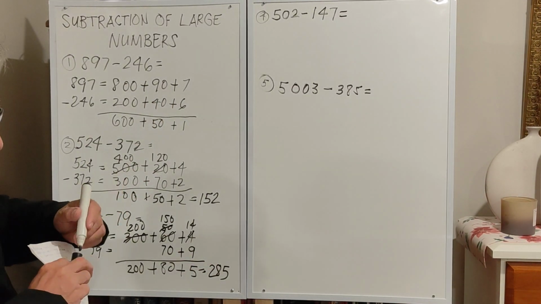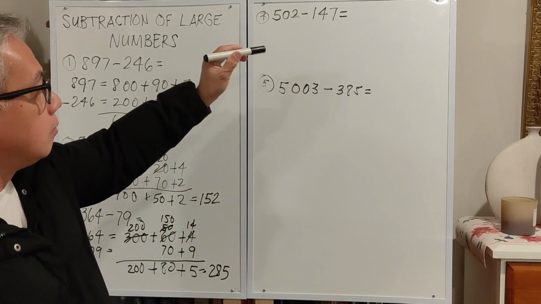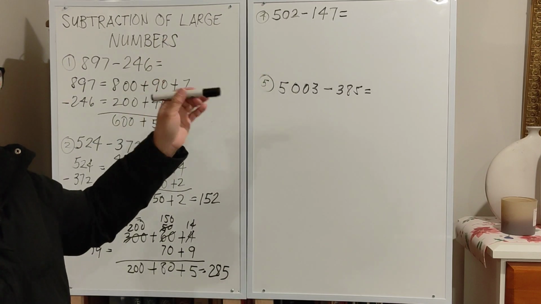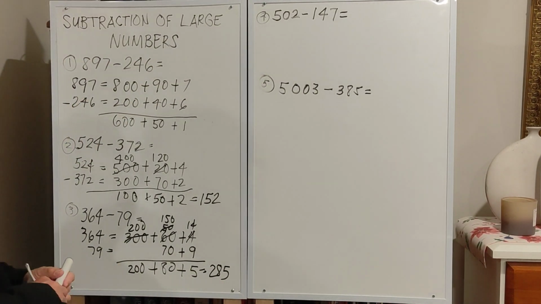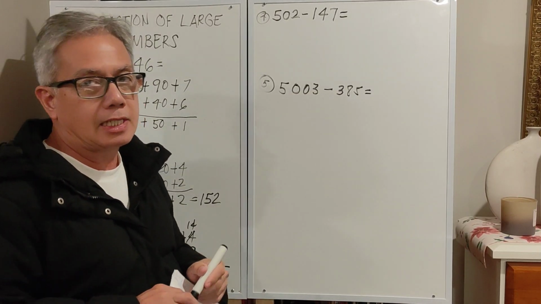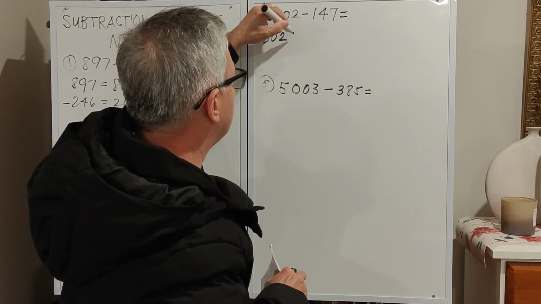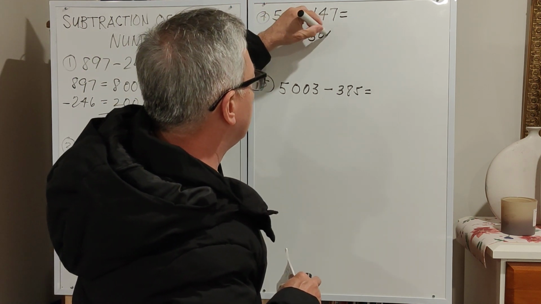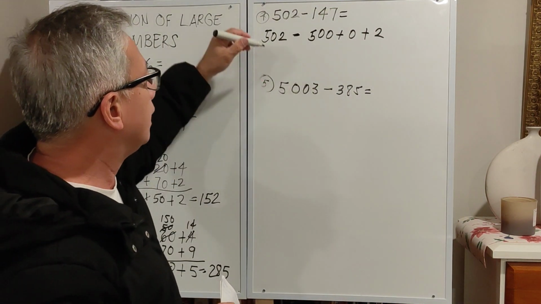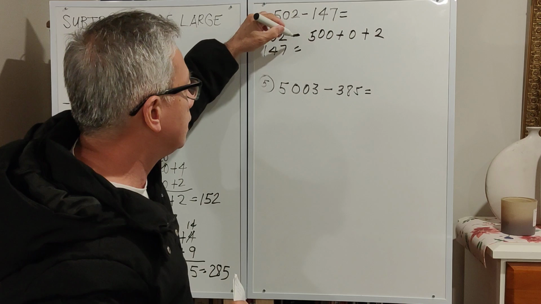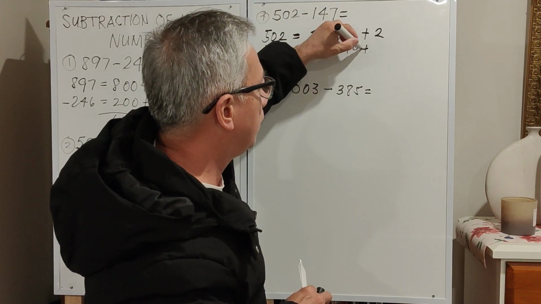And sometimes the number to be borrowed from is 0. In this case, the 0 must first borrow from the left before the number from the right can borrow from it. For example, 502 minus 147. Let us first expand. 502 is 500 plus 0 plus 2. And then 147 is 100 plus 40 plus 7.